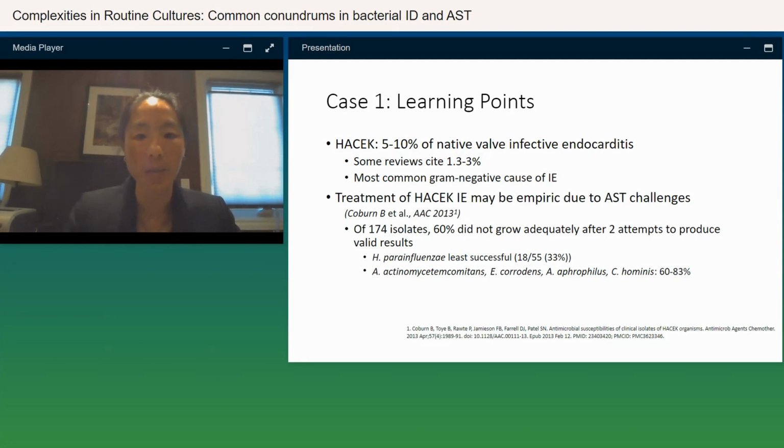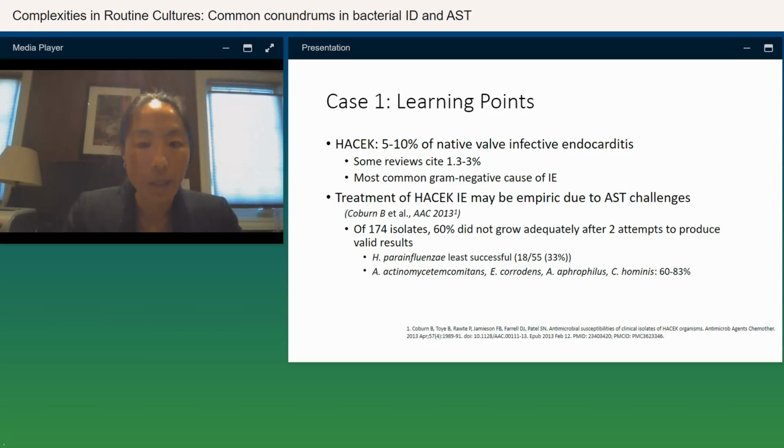And then starting off back with these cases on the susceptibility testing challenges, as the guidelines recognized, there can be challenges in even getting susceptibility test results to be valid for the HACEK group. And the guidelines are based on a really good study, which I'm summarizing really quickly here, from 2013. They looked at 174 HACEK isolates, which is quite a few, and found that the majority of them did not grow adequately for susceptibility test purposes, even after 2 attempts to get valid results. So just the growth was not adequate.